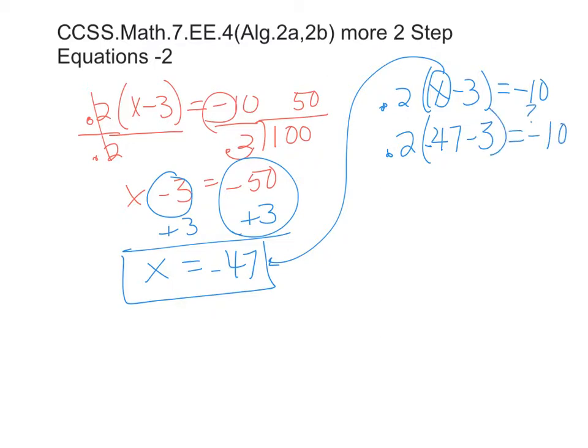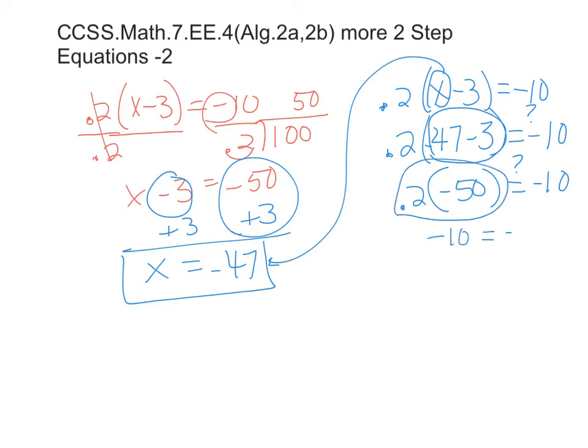So we work inside the parentheses, order of operations. -47 and a -3 is a -50. Bring down the rest of the stuff, times 0.2. Does this equal -10? And when you multiply 2 times 50, you're going to get 100, but you have one decimal. So indeed, this here is -10, does equal -10.